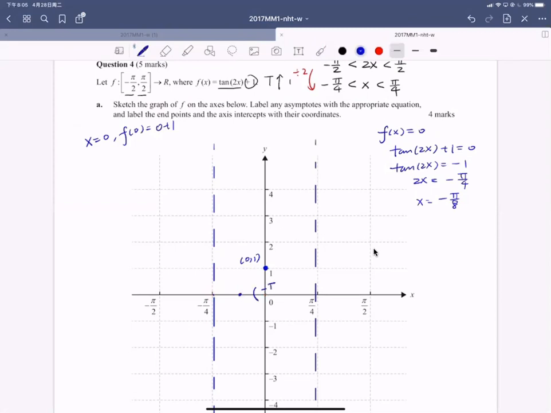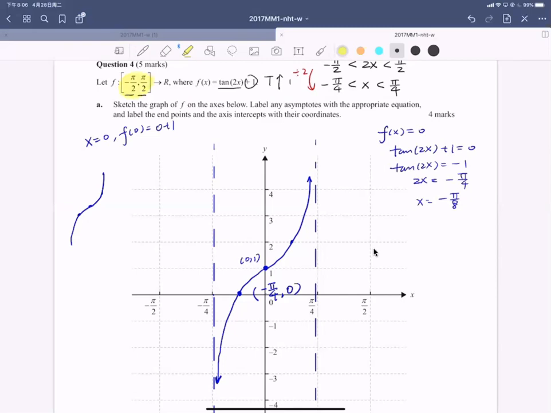Let's label it with its coordinates. Minus pi on 4, 0. We know the graph of tangent looks like that. It has some sort of rotational symmetry. So I will mark in a point here and draw the shape nicely. Okay, what else? And don't forget our domain restriction, minus pi on 2, pi on 2.